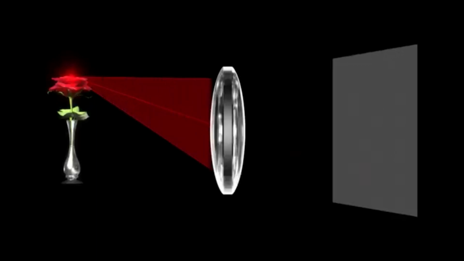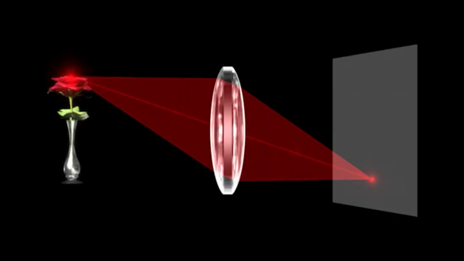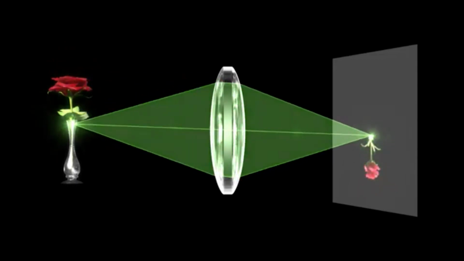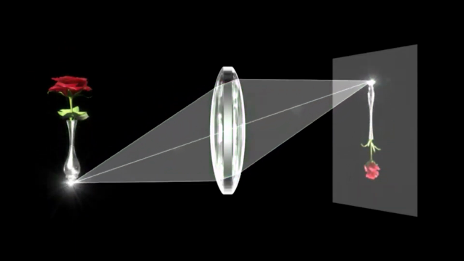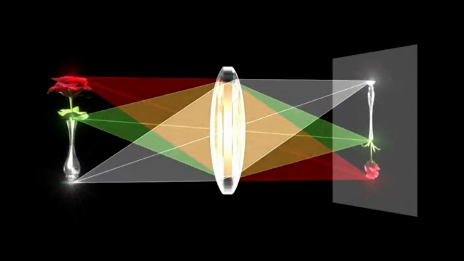When light rays pass through the lens, they refract and converge to a single point to produce an image. Because the image passes through the lens to the opposite side, it is projected upside down.